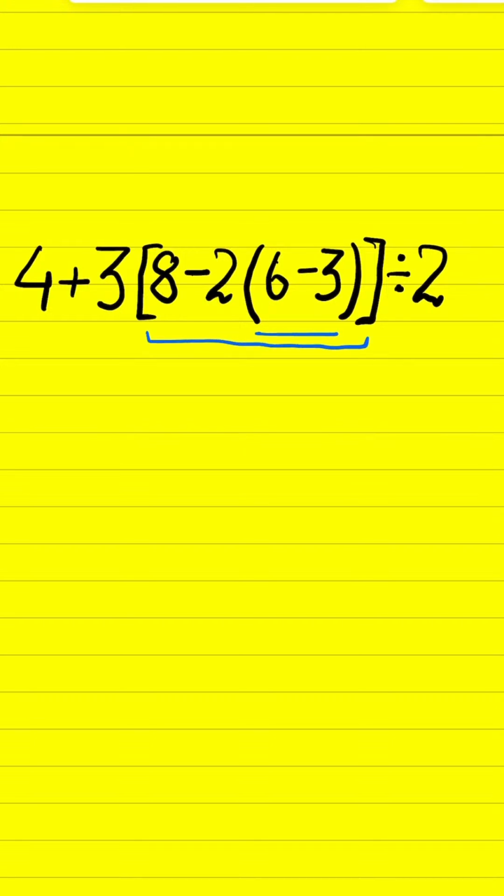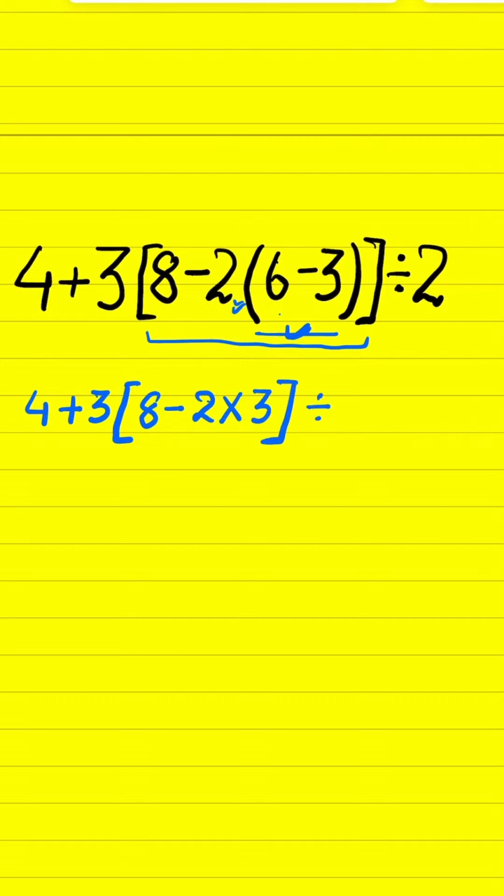So let's write other operations as it is. So 4 plus 3 bracket 8 minus 2, and 6 minus 3 will be 3. Now we can remove this bracket here, and when you remove the bracket and there is no sign here, so this is multiplication, then divided by 2.